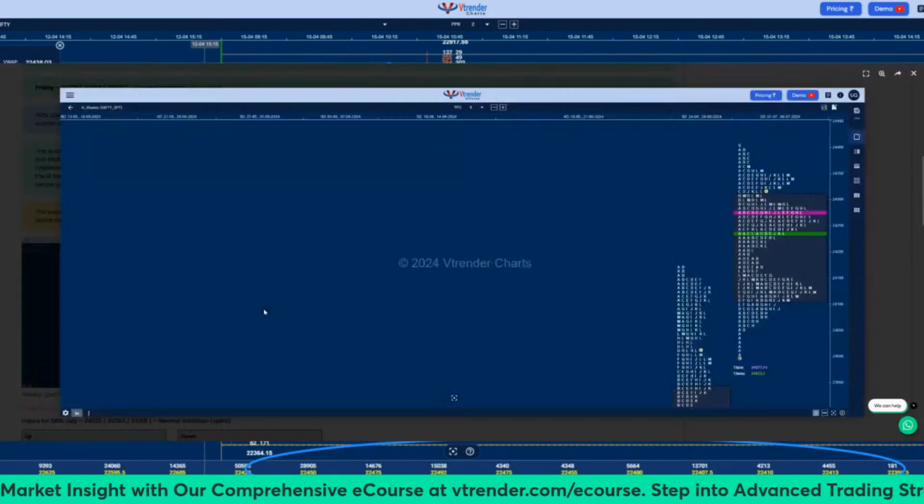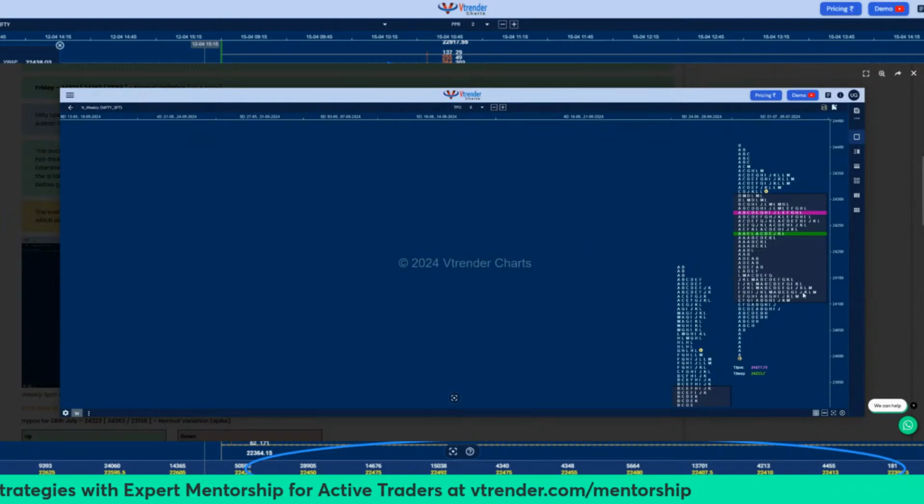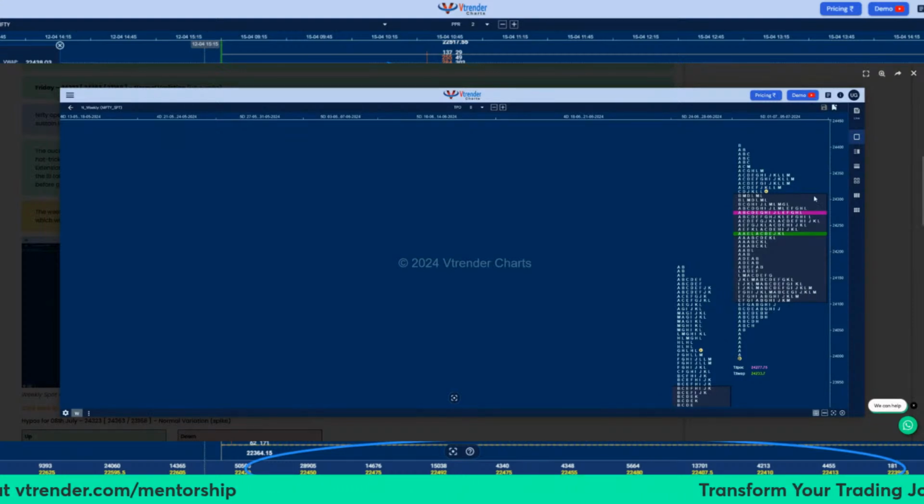So if we see the weekly profile chart, this is how the weekly chart looks. We had unmerged this into daily, so what we saw previously, but this is the weekly profile. We can see that the lower HVN is at 24137, the middle one is at 24277, and this upper one is at 24351.